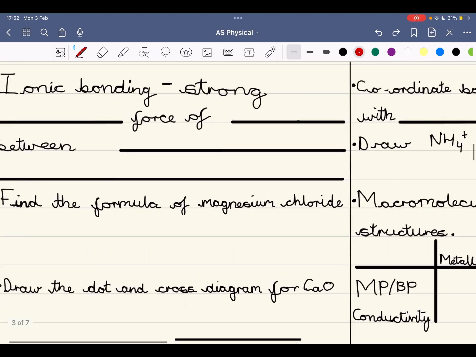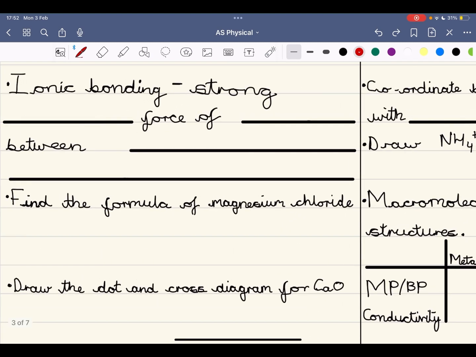Now let's move on to bonding. So the first part of bonding are the different types that you can get. So first is ionic bonding, which is a strong electrostatic force of attraction between oppositely charged ions.